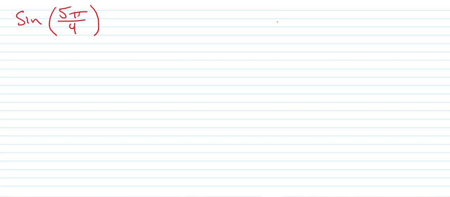In this video, I'm going to do a quick example of how to find a trigonometric function for a given angle. So we want to find the sine of 5 pi over 4. So the first step is to draw the angle.